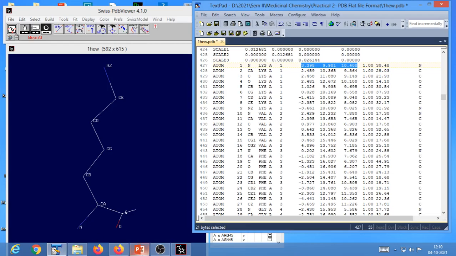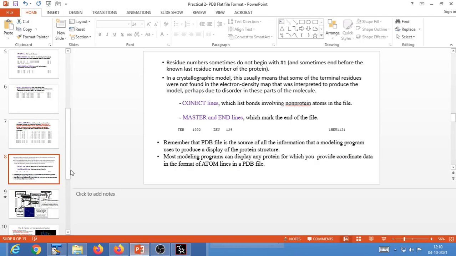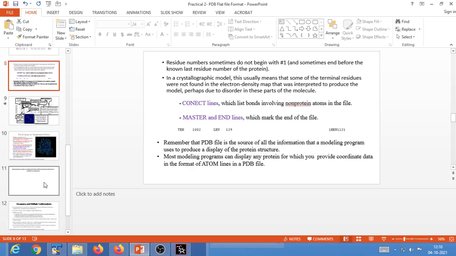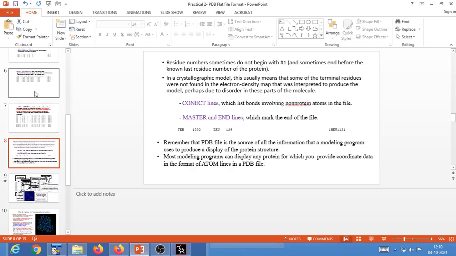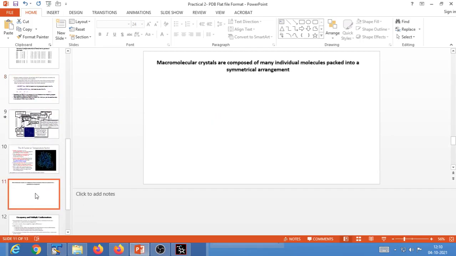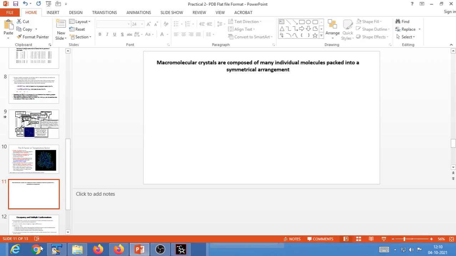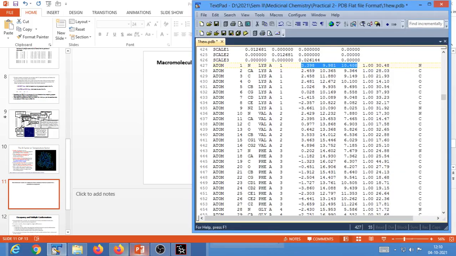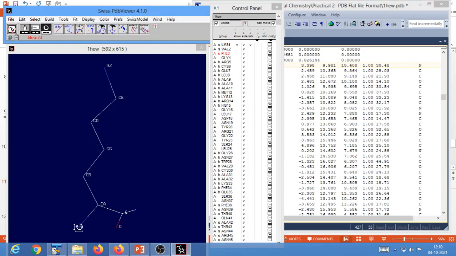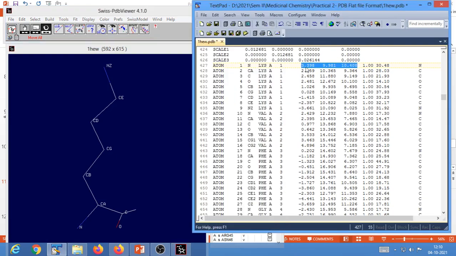To make it more clear, let me just tell you. What I have said is that the atoms in your PDB file are represented in 3D coordinates, or you can say three-dimensional coordinates. You have the x coordinate, y coordinate, and z coordinate.